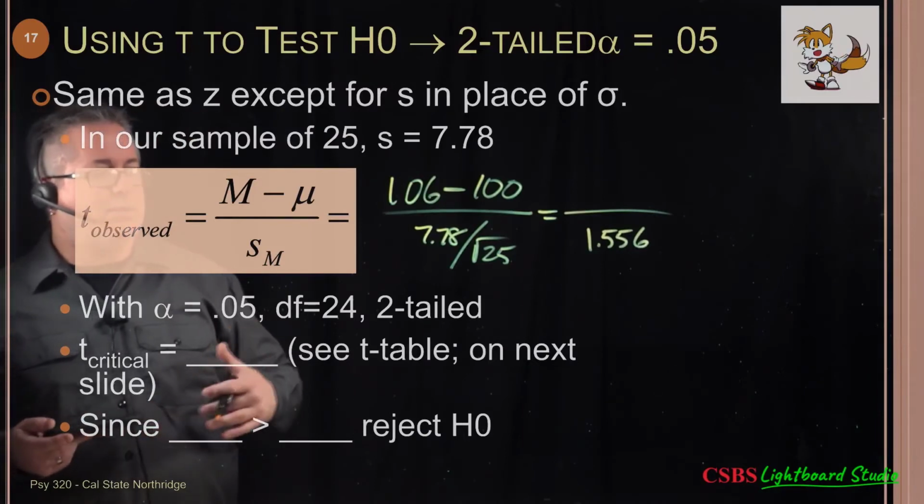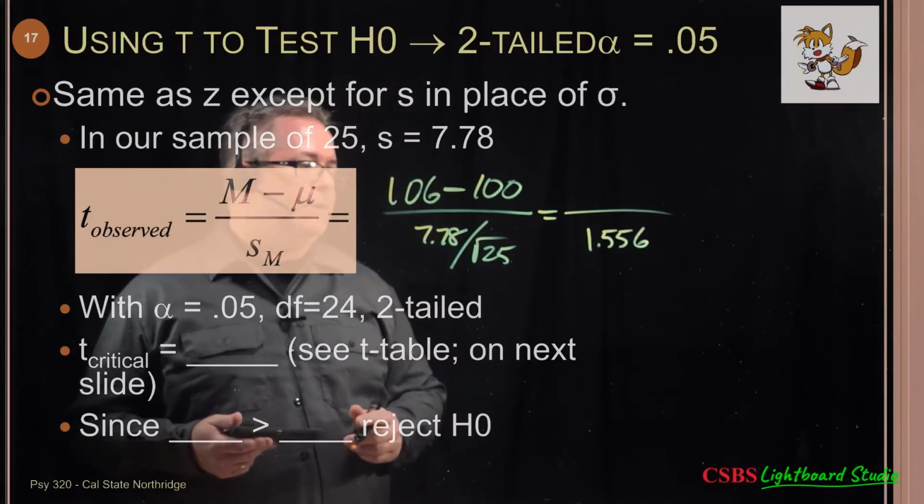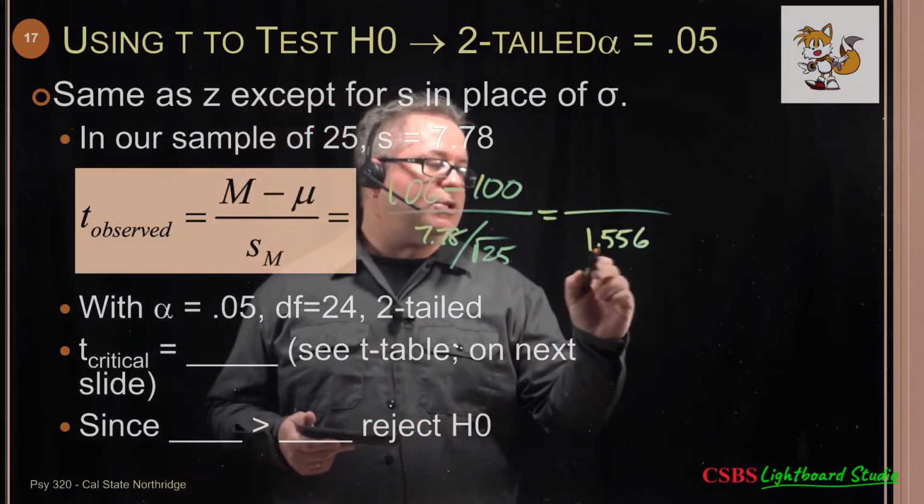All right, so remember before, our standard error when we used 15 was 3. So this is half, which makes sense because this is nearly half of the 15 units. So we got a much smaller standard error.